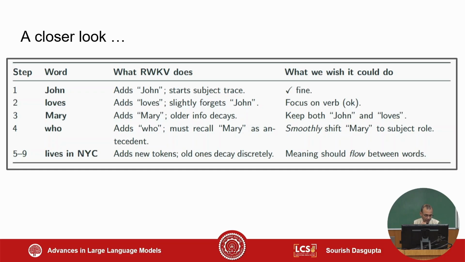But when who comes in, you are adding who, but you also need to recall Mary, not only as the subject of who, but you need to recall Mary as the object of John as well. That should not be forgotten. You cannot see Mary independent of John, right? But if John starts getting decayed and loves starts getting decayed when who arrives, that's a problem. That's what we call smoothly shifting the role of Mary.